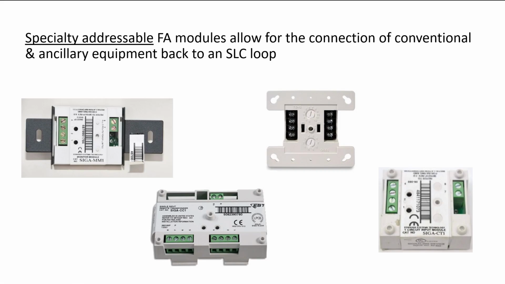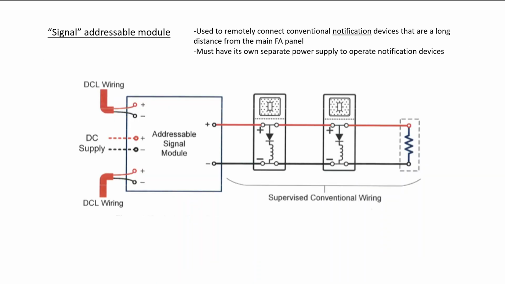Specialty addressable fire alarm modules allow for the connection of conventional and ancillary equipment back to an SLC loop. So these are all examples of addressable, so tiny little computers that will connect into the SLC loop and communicate back to the fire alarm panel. The first one is called a signal addressable module. This is used to remotely connect conventional notification devices that are a long distance typically from the main fire alarm panel.